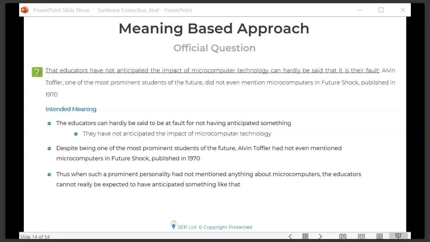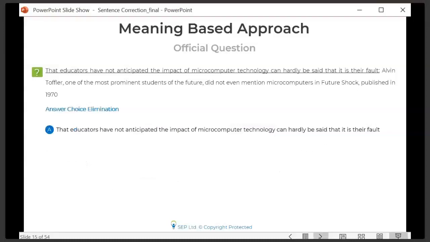Now we need to analyze the answer choices. So this was the intended meaning, and we have to see which answer choice imparts this intended meaning. All right, so here goes. Choice A we have already eliminated. It here is referring, it doesn't have a proper antecedent if you see it that way. It cannot refer to that. It cannot refer to educators. It cannot refer to impact.